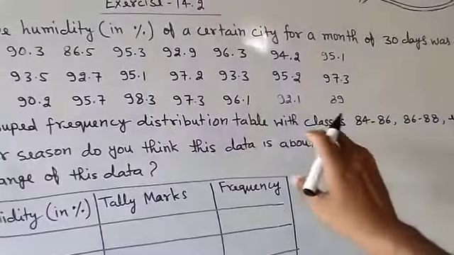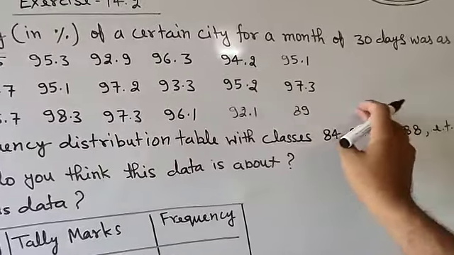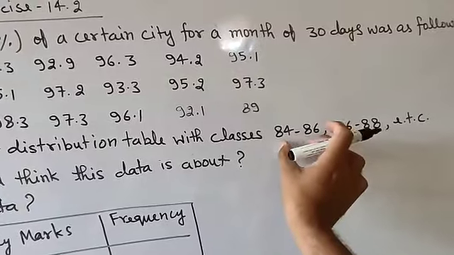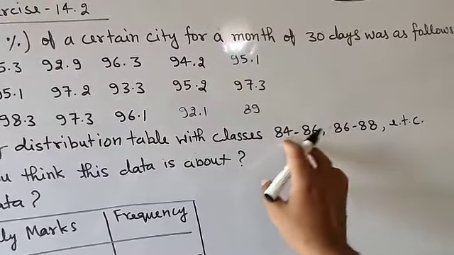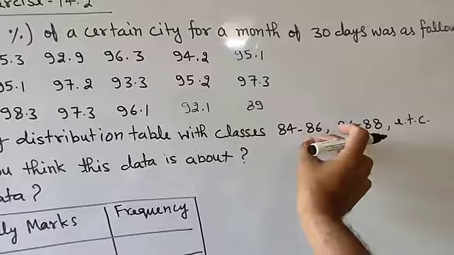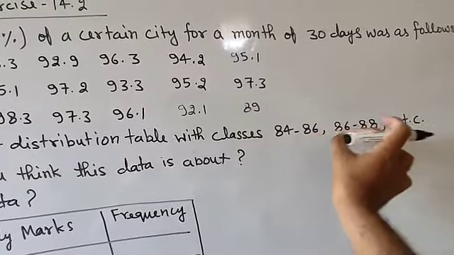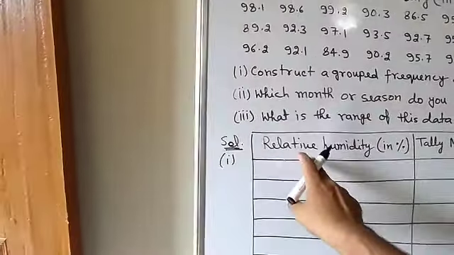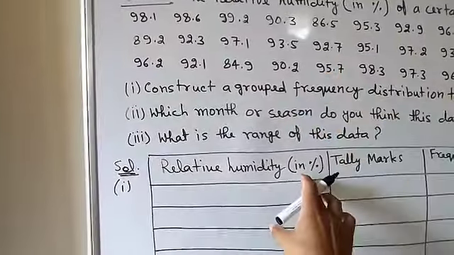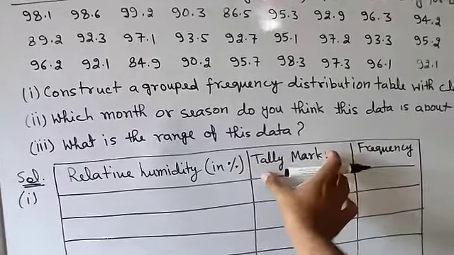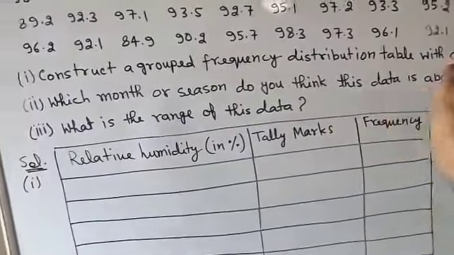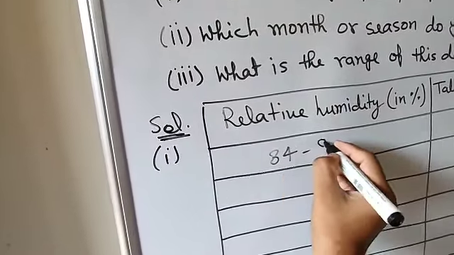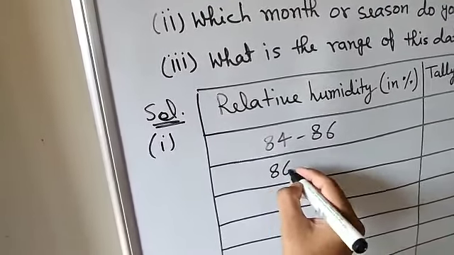The groups are given like 84 to 86, 86 to 88. Here you get that the class size or class width is 2: 84 to 86 is a gap of 2, and here again 2. So you need to make the table with relative humidity, since the data is given for relative humidity, next tally marks, and after that frequency. Now here 84 to 86, then next will be 86 to 88.